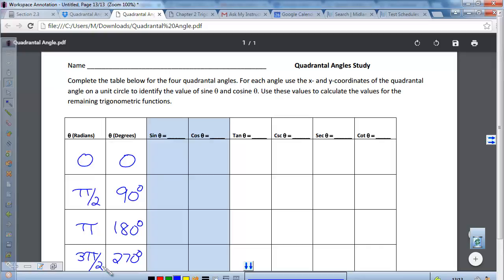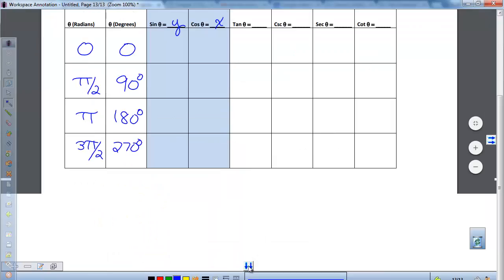Okay, we're going to think of sine theta as y and cosine theta as x, and then the rest in terms of sine and cosine. Remember last time we said every function can be defined in terms of sine and or cosine. So you need to make sure you know those definitions. All right, I'm going to do one more. We just did 180, so you could fill that line out.